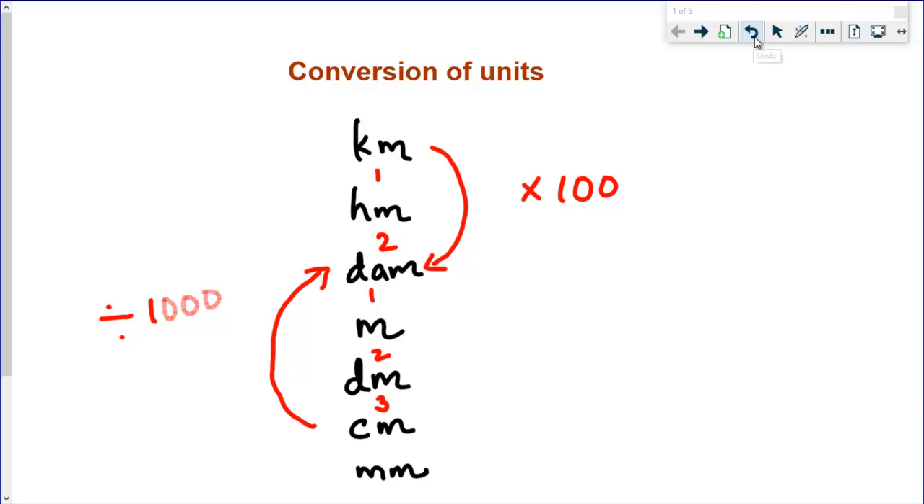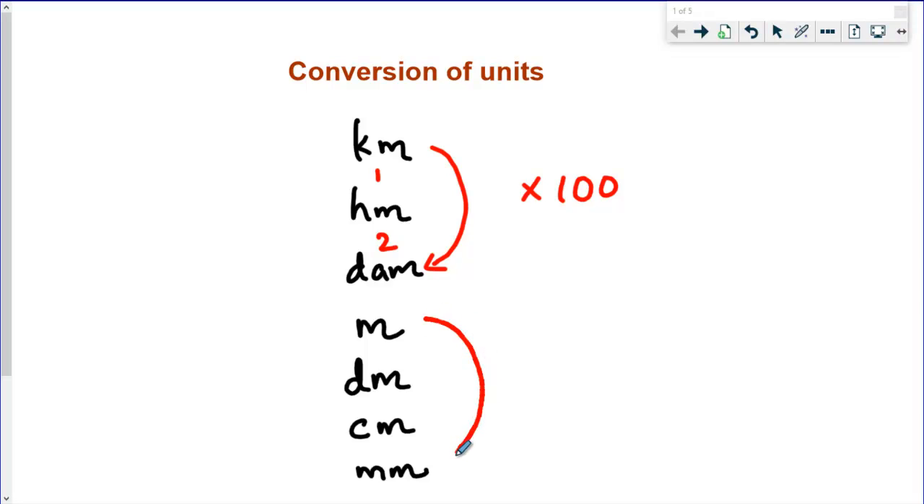Now if you want to convert meter to millimeter, that is, from big unit to small unit, we have to multiply. Now in between meter and millimeter, how many tens are there? There are 3 tens, so we have to multiply with 1000.